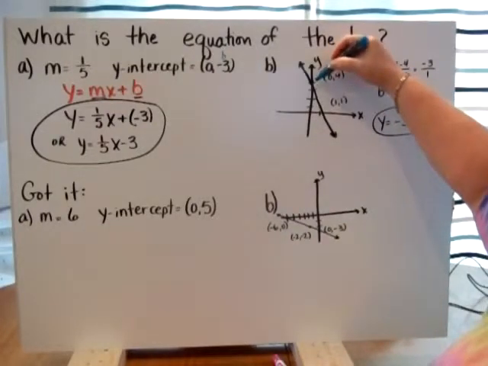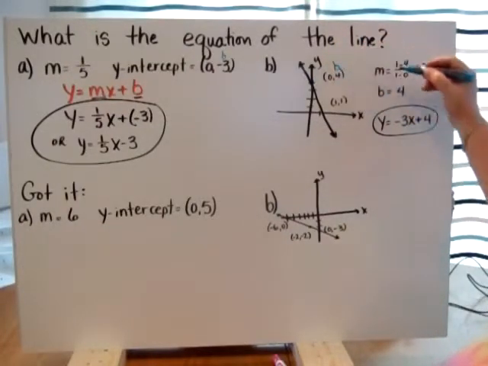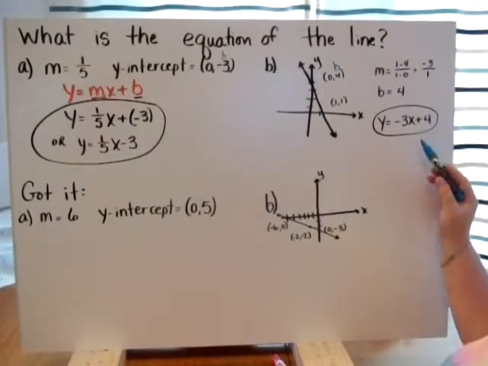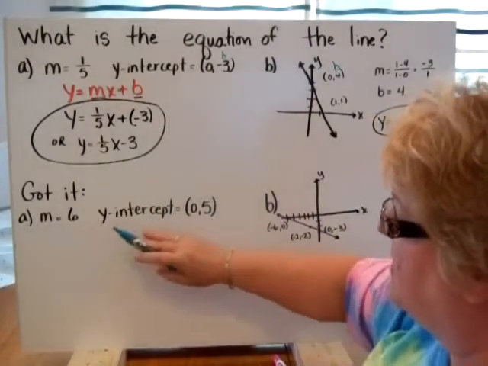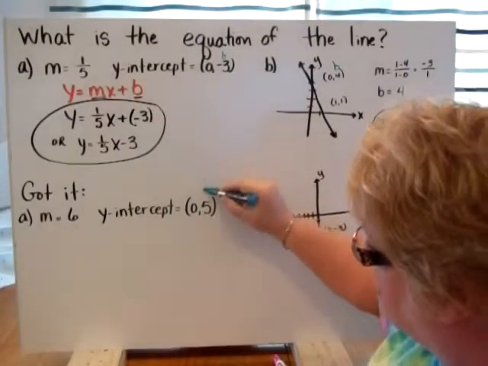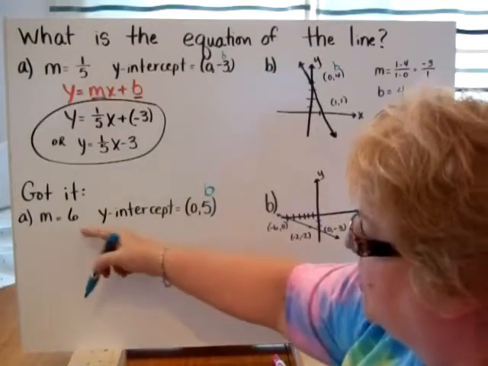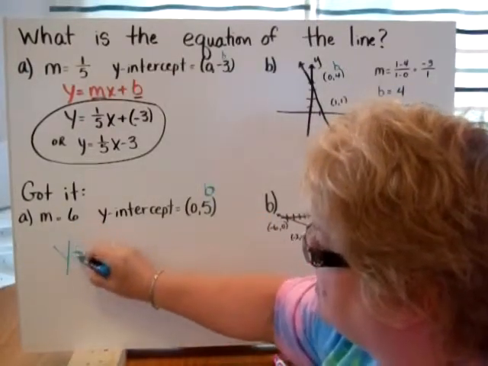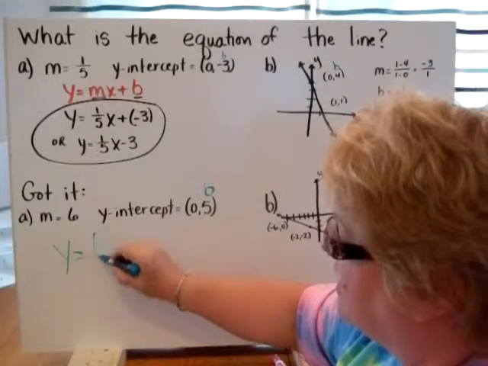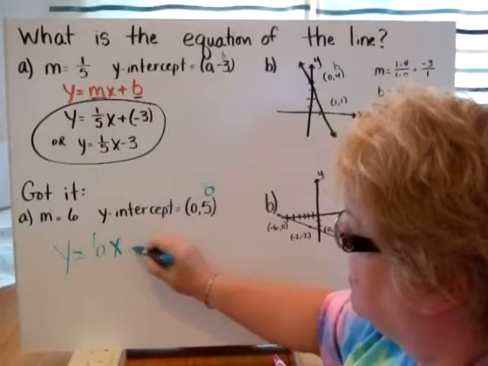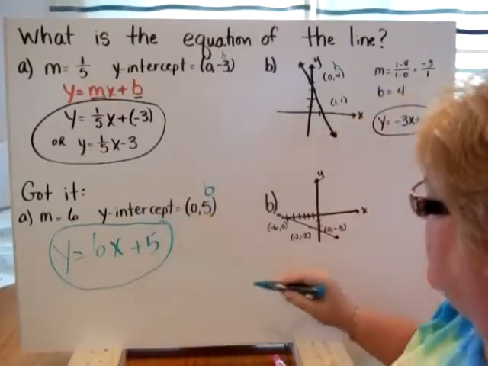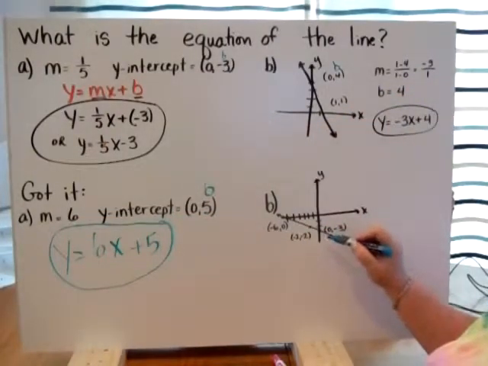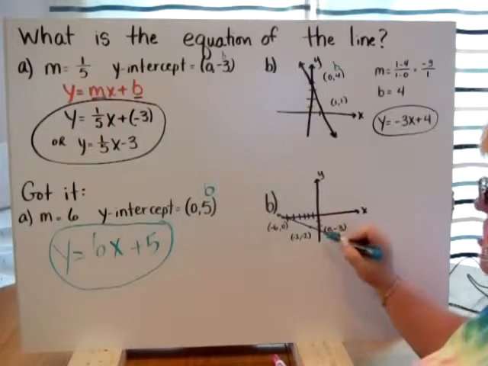This is where my line crosses the y-axis, so my b is 4, and my equation is y equals a negative 3x plus 4. On your guided problems, they tell you the slope and they tell you the y-intercept, so you know what b is, you know what m is. You just plug those into your equation, y equals mx plus b. And there's your equation.